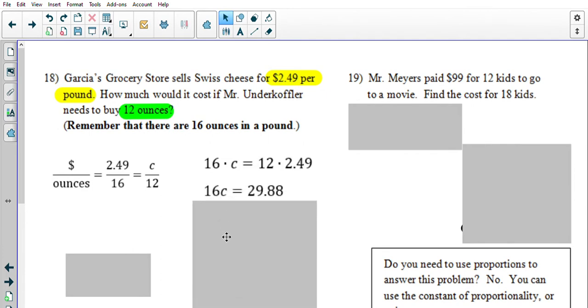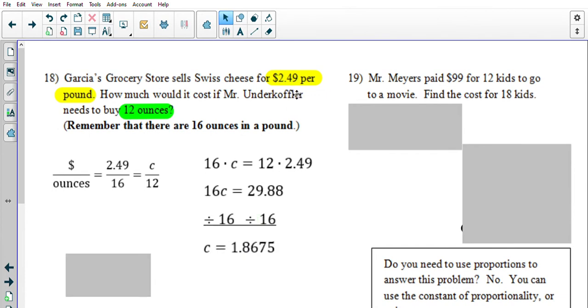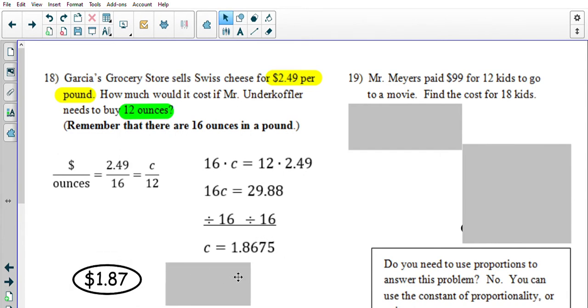Let's cross multiply. 16 times C is 16C. $2.49 times 12 is $29.88. Divide both sides by 16. We get exactly 1.8675, but we do need to round to the nearest cent here. Nearest cent means I look at this 6, I visit the neighbor to the right, which is a 7, so this will be rounded to $1.87.